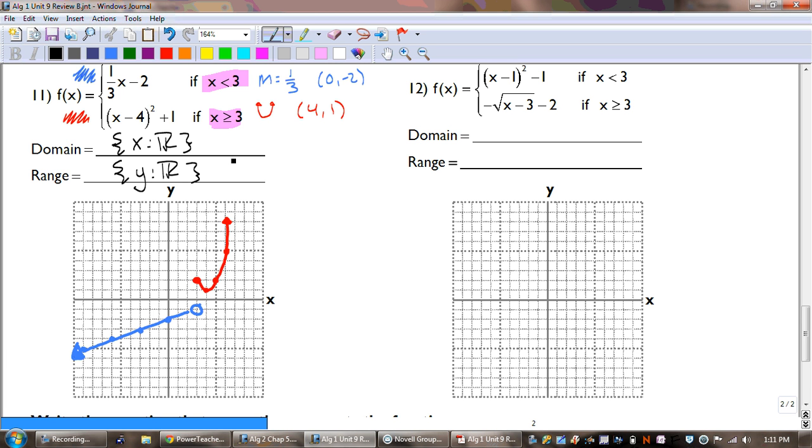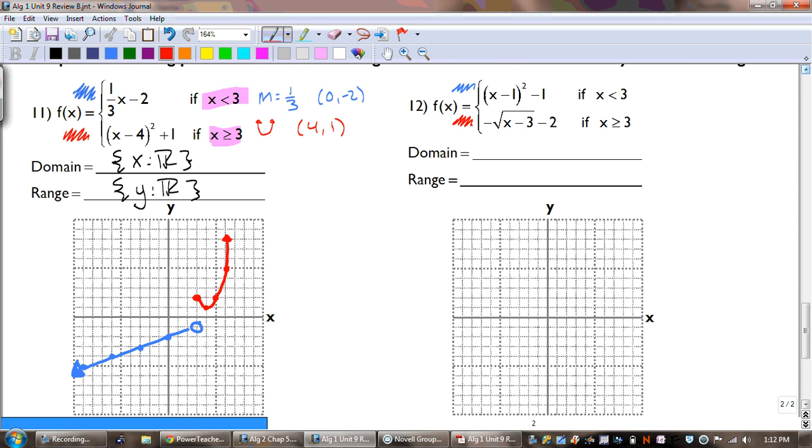All right, number 12. Number 12, I'm going to let you guys do this on your own. So make sure that you're writing down, is there a reflection? What's the vertex or the initial point? Okay. And then we can talk about the domain and range together. So go ahead and pause the video and good luck.